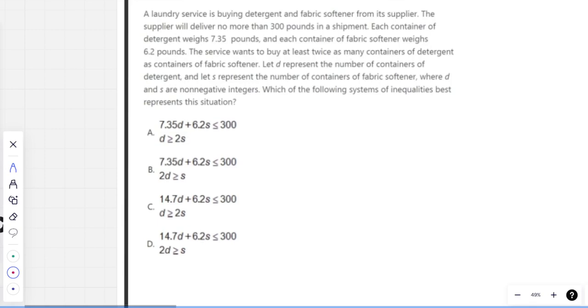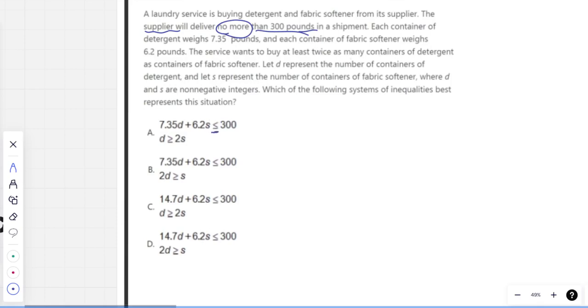To me, this looks like a system of linear inequalities. I think we should take it step by step and analyze what's going on with all the different numbers. What I see is that a supplier will deliver no more than 300 pounds in a shipment. Well, all of the answer choices are already set up for that. We have the less than or equal to.